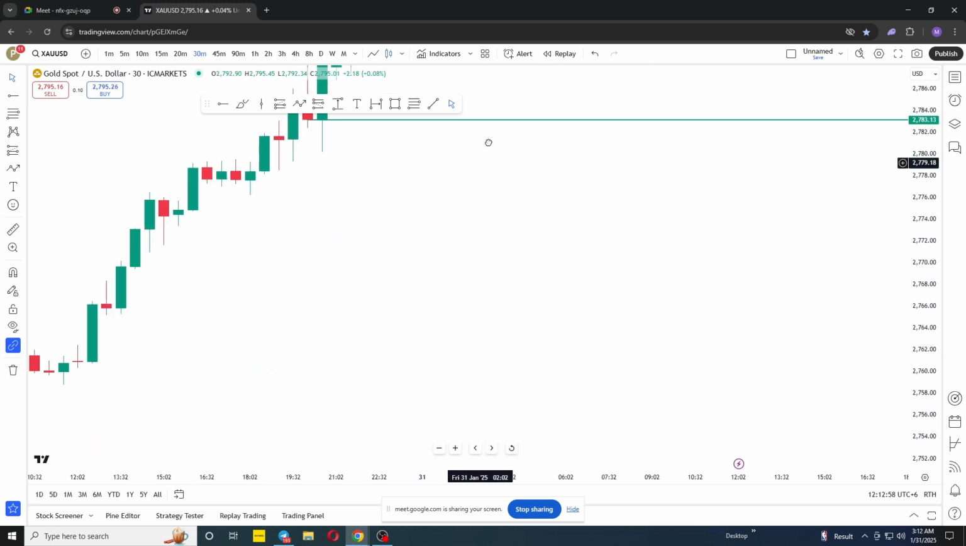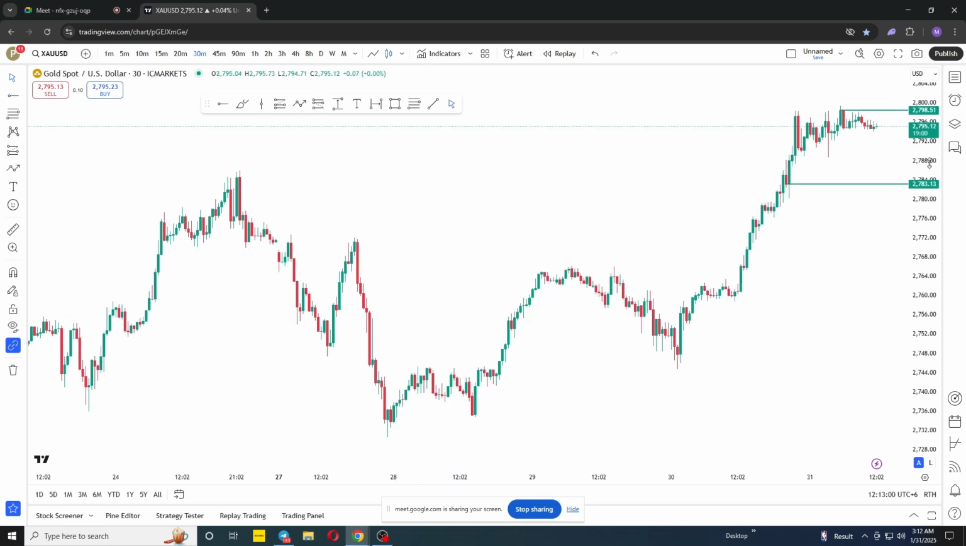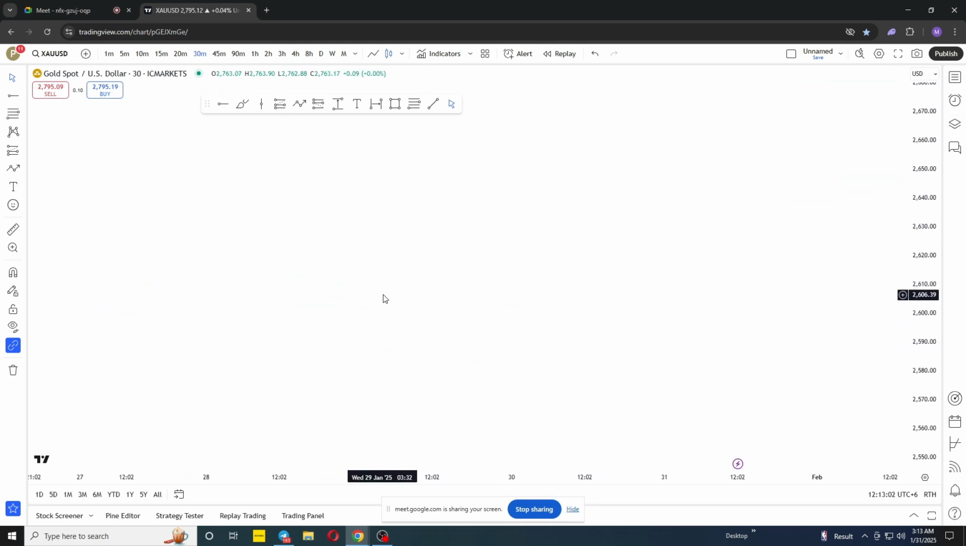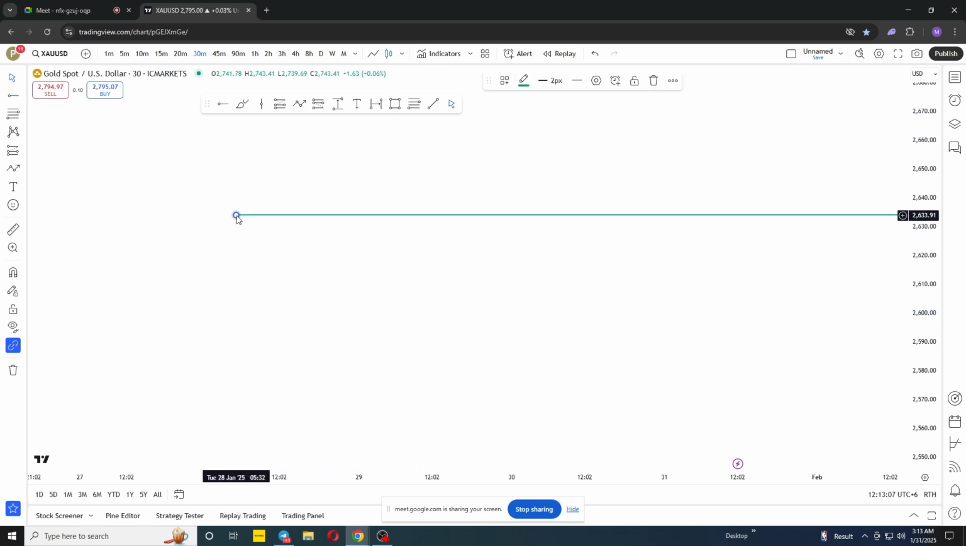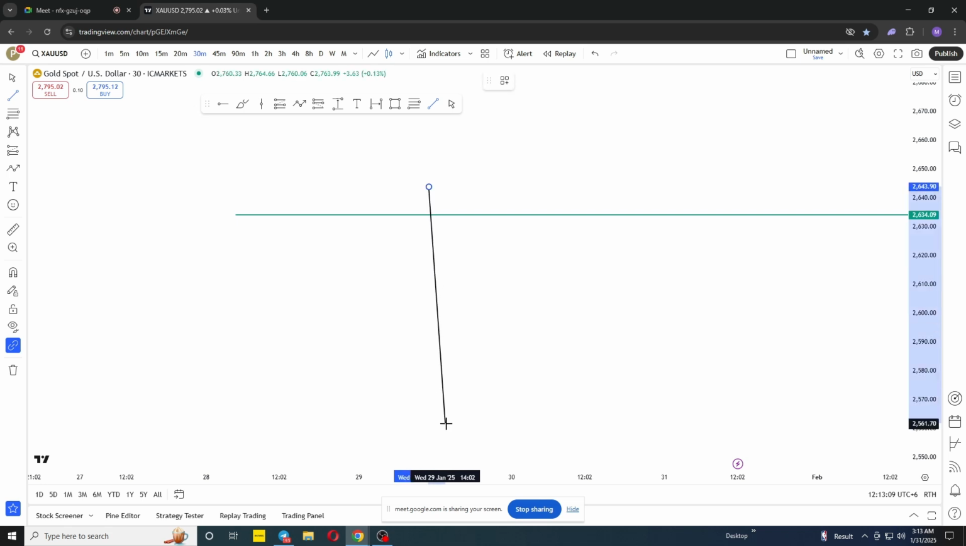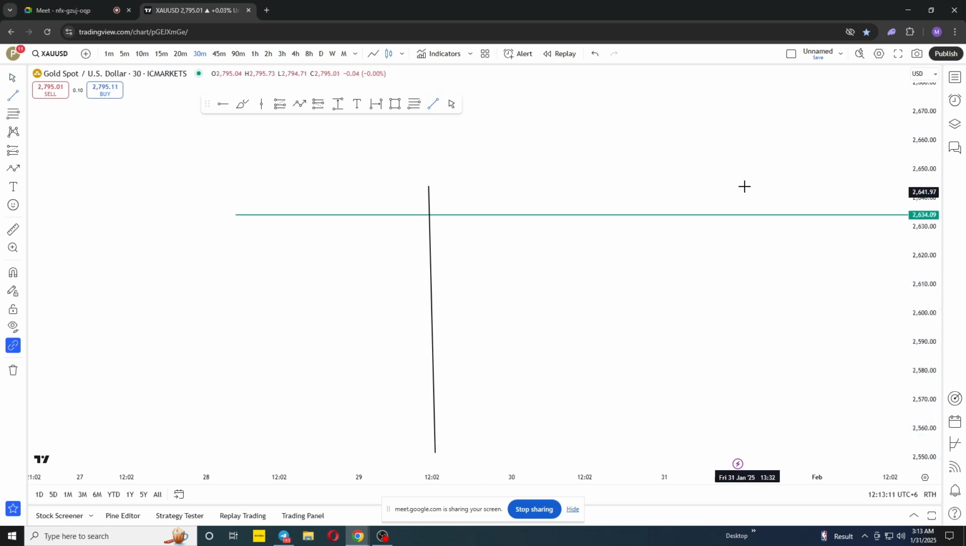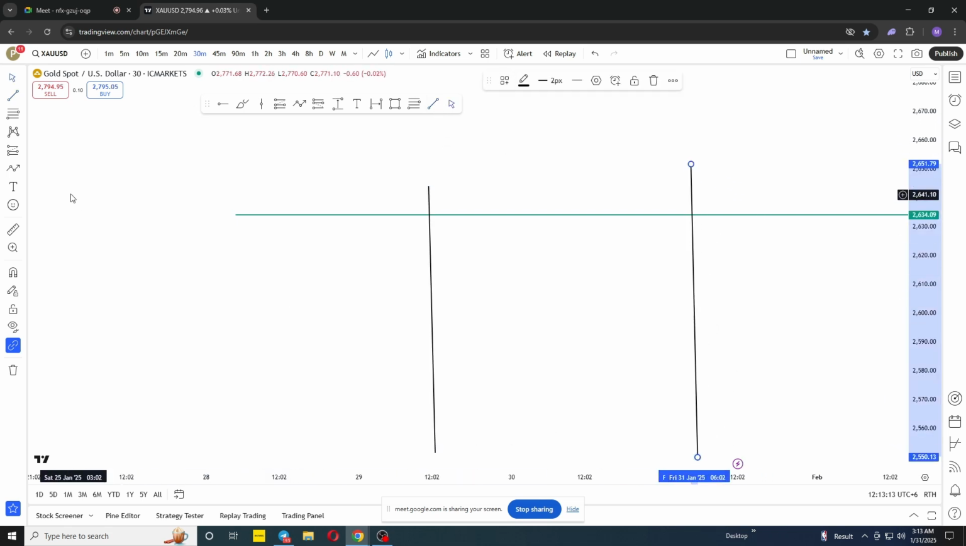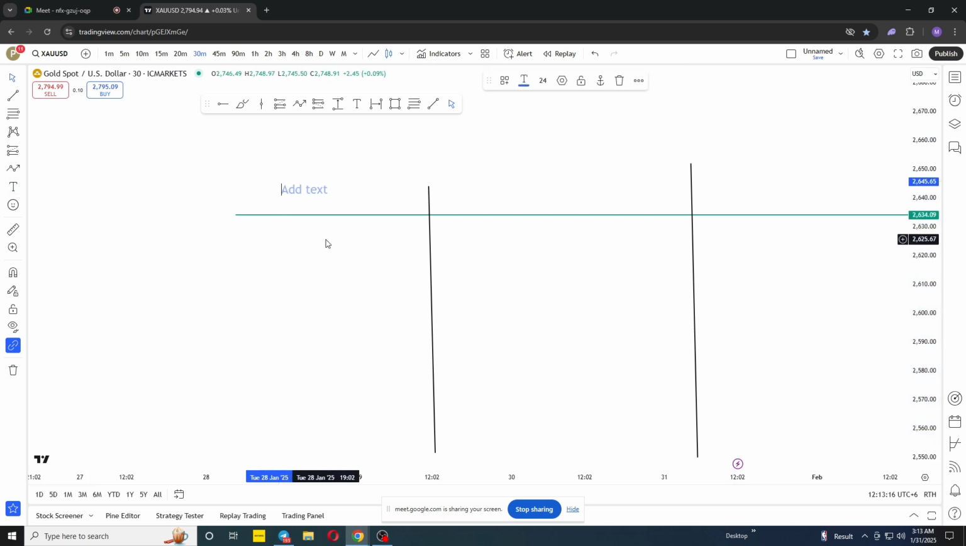So, we will talk about it also. When you know a fresh level, to understand the direction we need three parts. The first part is to identify a fresh level.